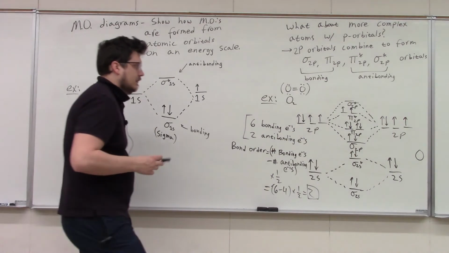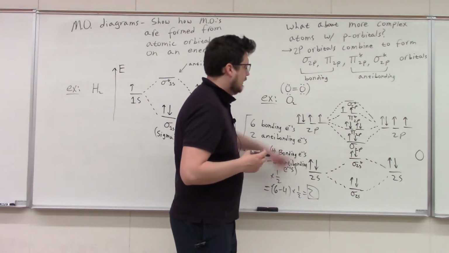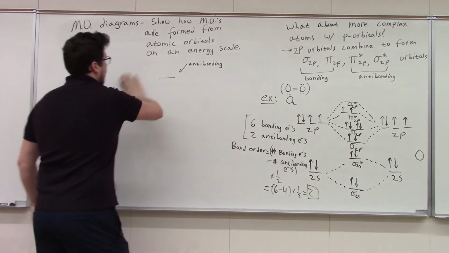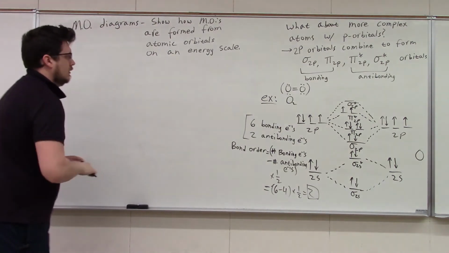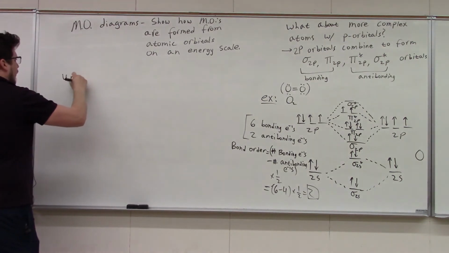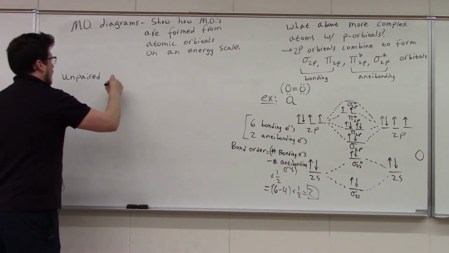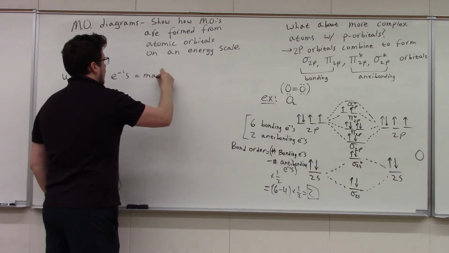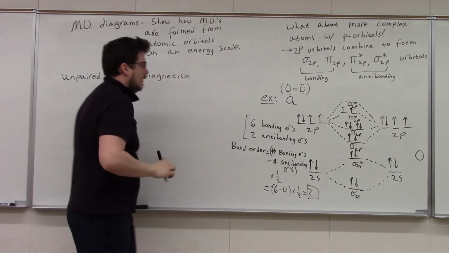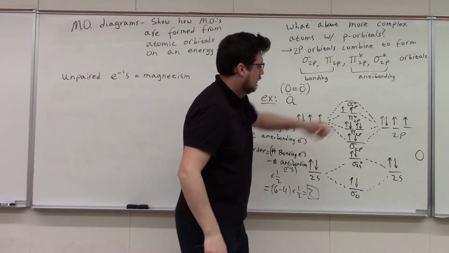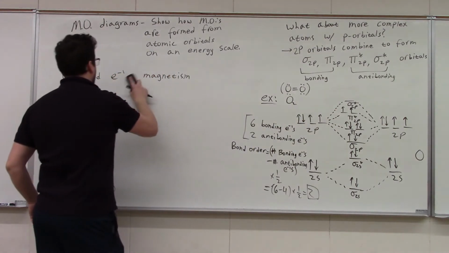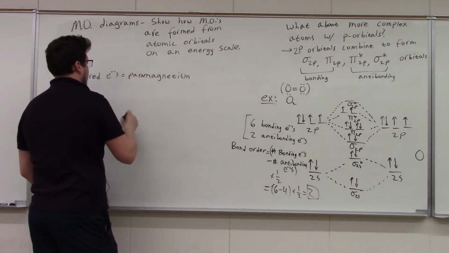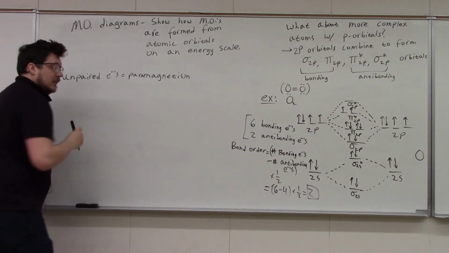Now here's the other detail that we can get from these diagrams. And that is, I'll make some room over here. We don't need hydrogen anymore. Unpaired electrons equals magnetism. So remember I said the MO theory can predict magnetism. Well, unpaired electrons equals magnetism. Or I should say paramagnetism, it will respond to a magnetic field. Para. So O2 is paramagnetic.